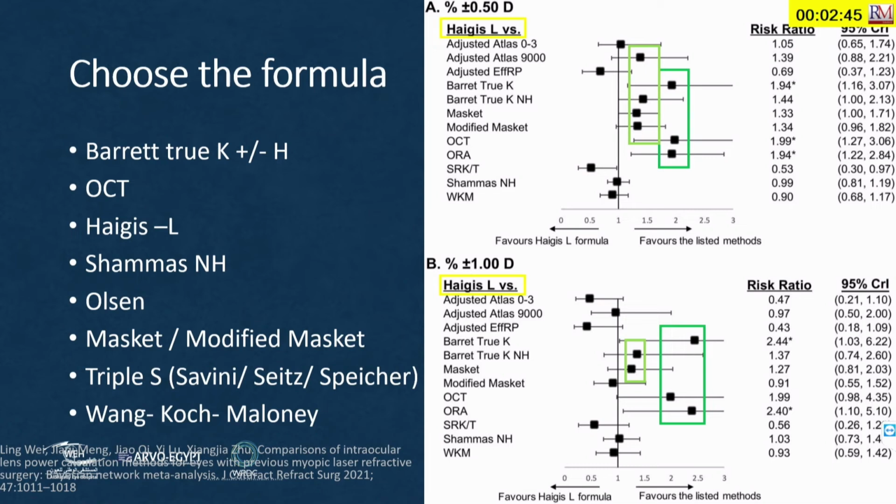This meta-analysis compares all formulas with the Haigis, the most useful one. This shows that Barrett True K, but with history. This one is with history, this one with no history. So, this with history and the OCT and ORA are the most accurate, followed by other methods, and within 1 diopter, the same. The Barrett True K with history, the OCT and the ORA are very useful, and even better than Haigis.